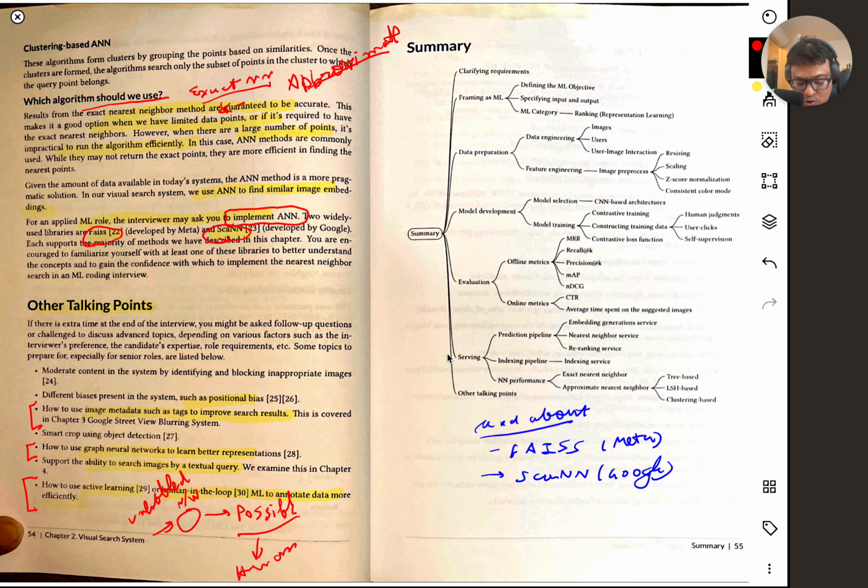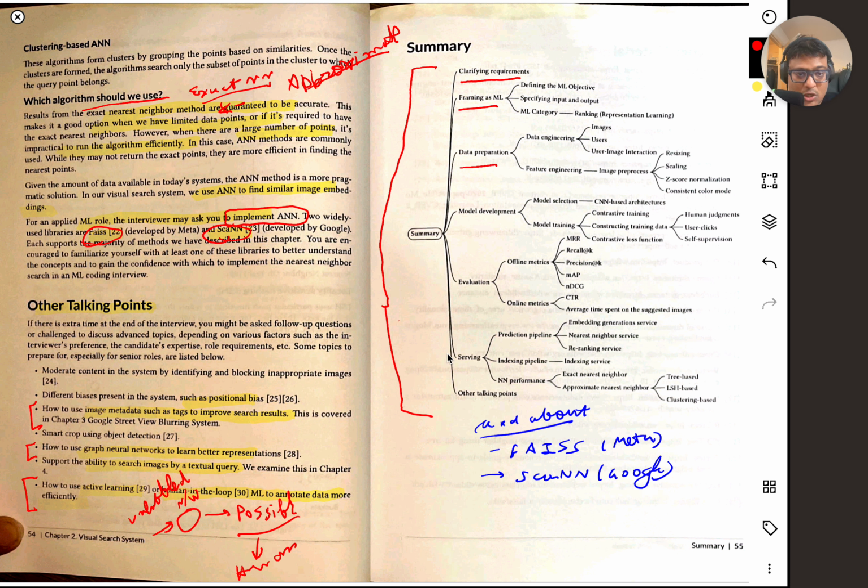And so in summary, this is a nice representation of whatever points we discussed, which Alex Xu has been kind enough to share in his book, and you can look at all of these. In general, there are seven things which you need to do. You need to clarify the requirements, which in our case was that conversation between the interviewer and the candidate. You need to discuss how it will be framed as an ML problem. In our case, we discussed that visual search is a mechanism to build a computer vision system which can retrieve the images and rank them according to their similarities.